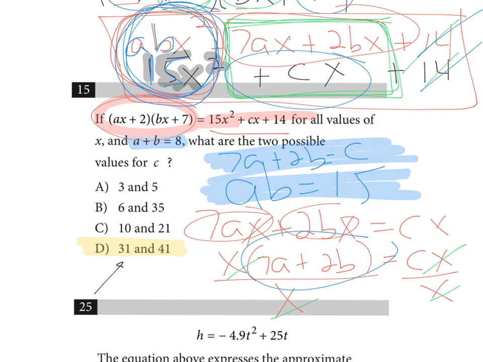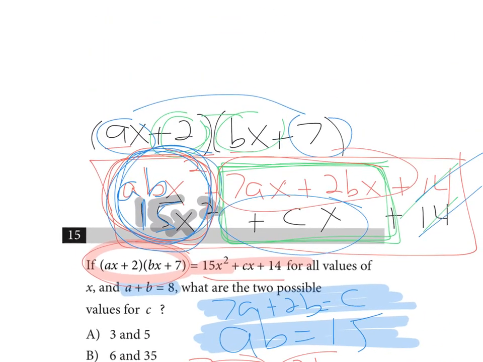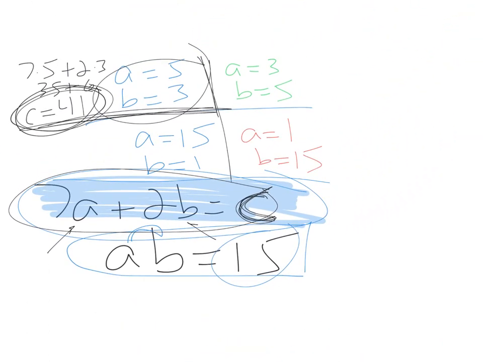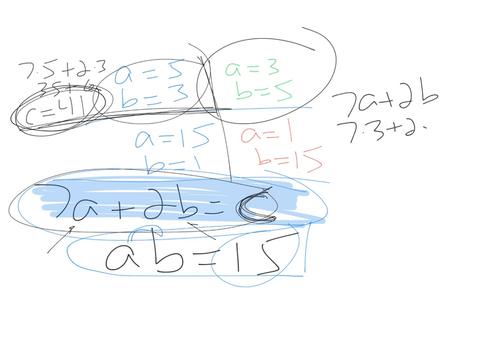Now, where does 31 come from? Well, if you look at this possibility right here, if a is 3 and b is 5, 7a plus 2b is 7 times 3 plus 2 times 5, or 21 plus 10, that equals 31.